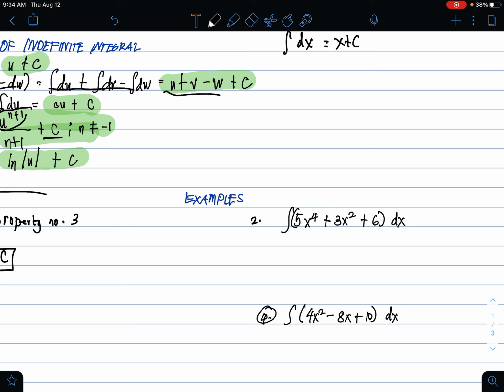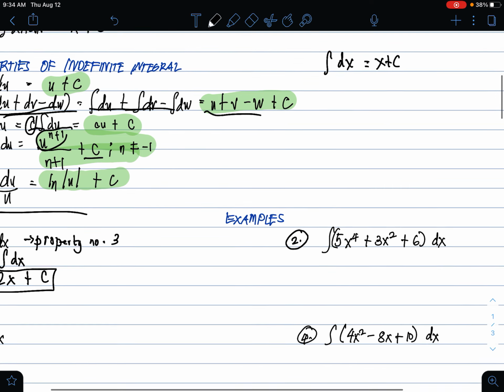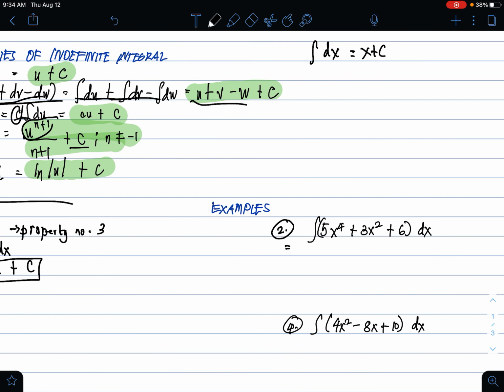Let's go with number 2. So number 2, you can say that's property number 2. It's a product, right? So according to property number 2, you have to separate them, because when you multiply that, it will distribute.